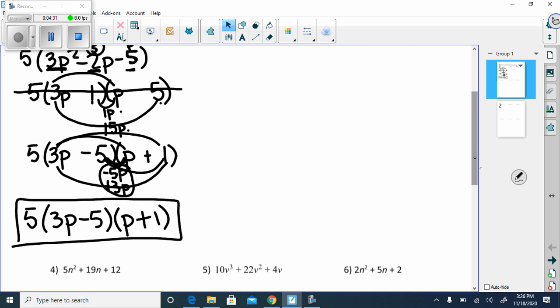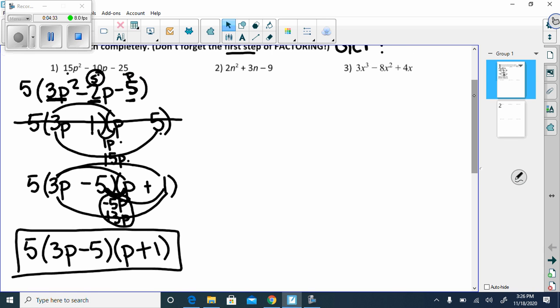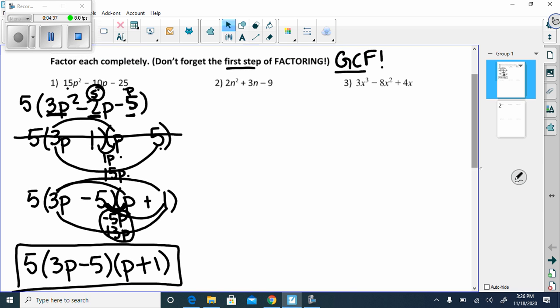Alright, let's try another one. On number 2, the first thing I should be doing is looking for a GCF. There is no GCF here, so I'm not going to be able to factor anything out. So I go ahead and make my two parentheses. Whatever I put in the front has to multiply to give me 2n squared. So it must be 2n and n.